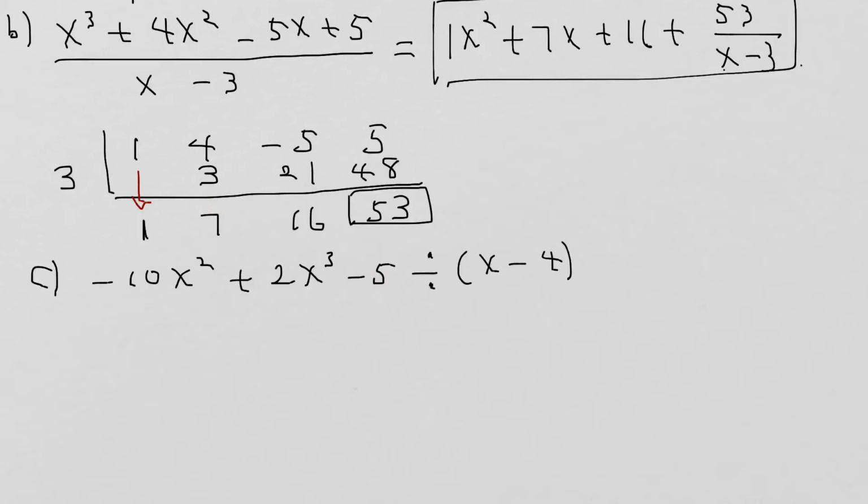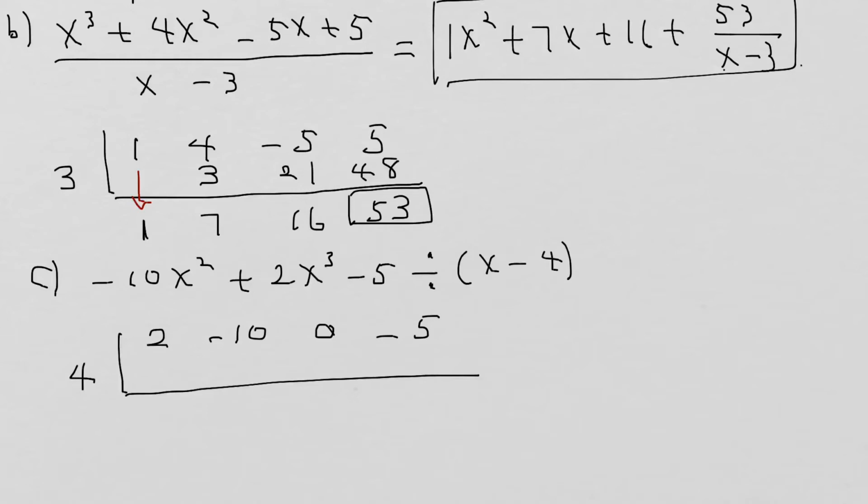So you will start with 2 from the cube and negative 10 for the square, and linear will be 0, and the constant is negative 5. Dividing this with x minus 4, which is going to be positive 4. The first number, always bring straight down. And these two numbers multiply: 4 times 2 is 8. Added to negative 10 is negative 2. Negative 2 times 4 is negative 8.